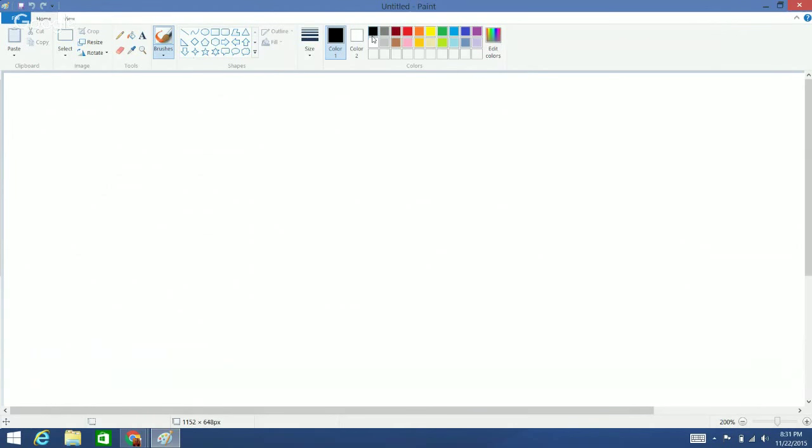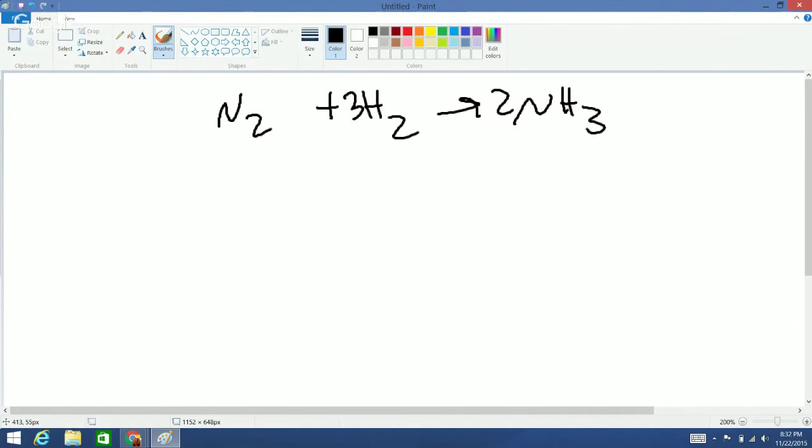So in this reaction, if you have nitrogen plus hydrogen, it can make NH3, which is ammonia. If I balance the equation, it would look something like this. And the question is saying if you had to use electronegativity or ionization energy or electron configuration, could you reason why this reaction would occur? So I'm going to draw what the molecules look like. That's a great place to start.